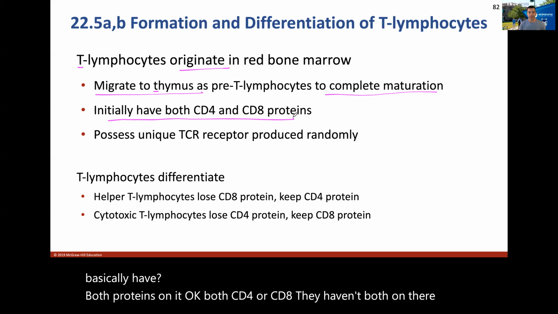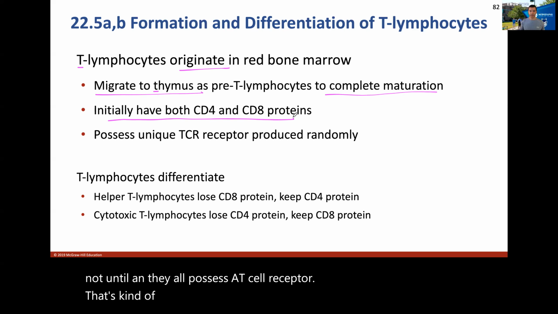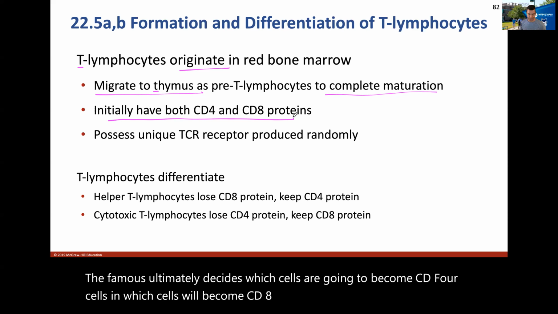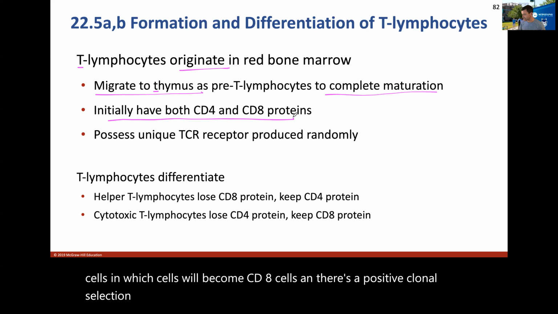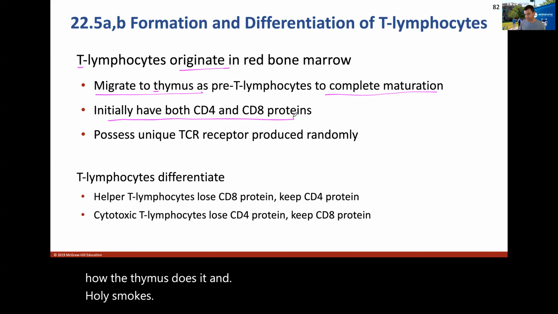They have them both on there, and they all possess a T cell receptor that's randomly generated on it. And the thymus ultimately decides which cells are going to become CD4 cells and which cells will become CD8 cells. There's a positive clonal selection, and there's a negative clonal selection when it comes to T cells and how the thymus does it. Holy smokes, it's really complex.